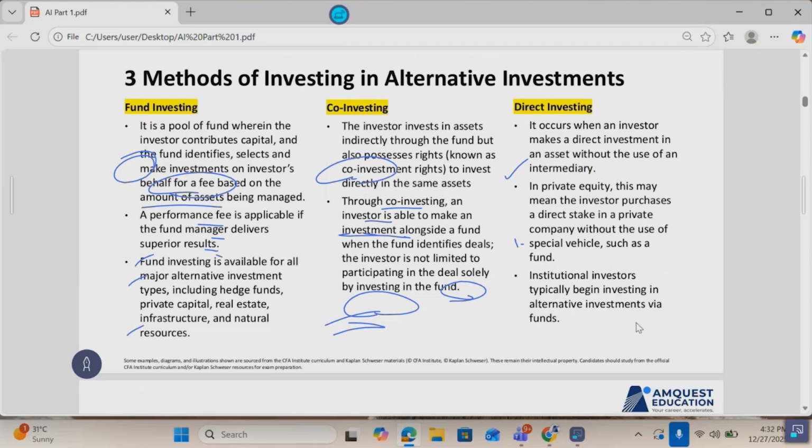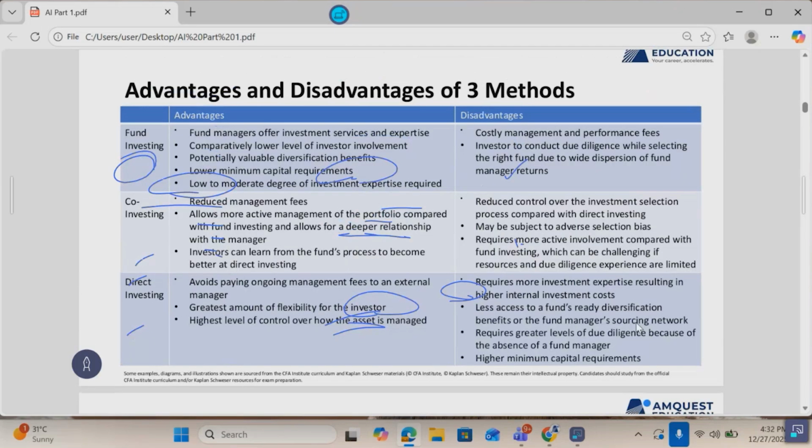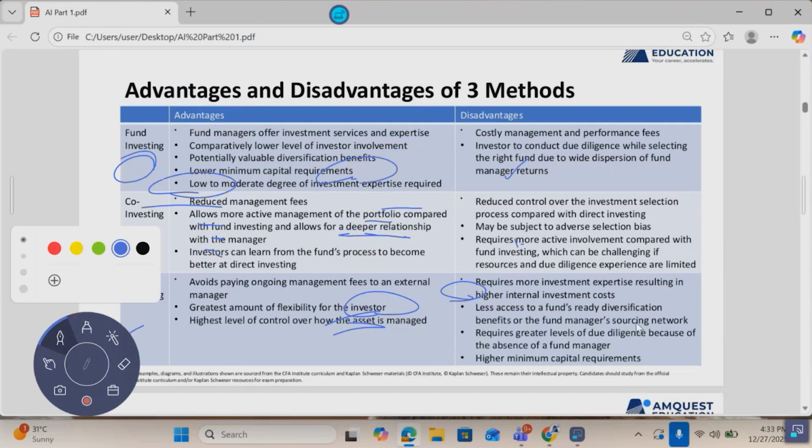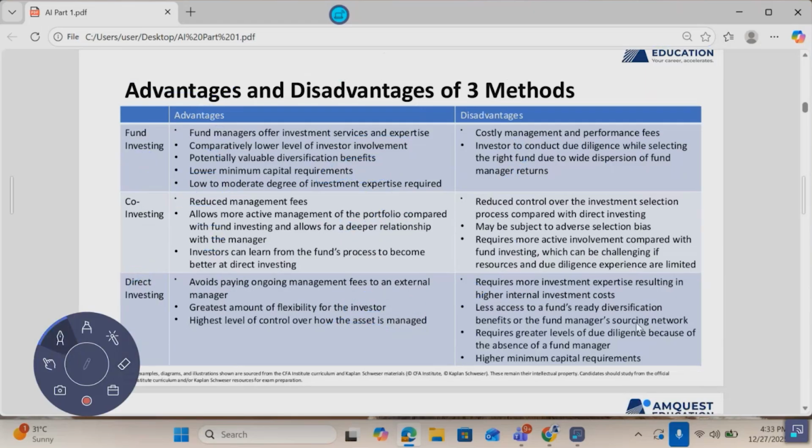So the other methods, obviously, advantages, disadvantages. We are going to contrast how the three methods work. You should know this by now. Let's say you want to buy gold or silver directly, right? You just buy it, keep it, and sell it. You're the manager, you're not paying management fees to anyone. So you are paying zero management fees. Full flexibility, right?